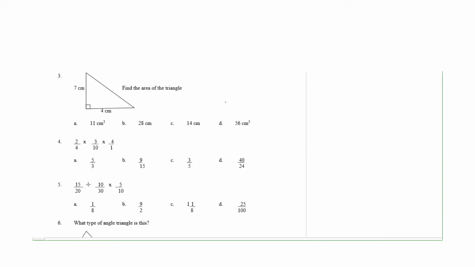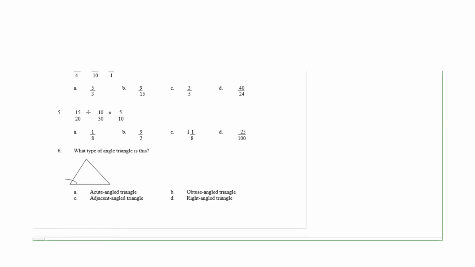Question 3 says find the area of the triangle. The formula for the area of a triangle is half the base times its height. So we'll have half, the base is 4 times the height, which is 7. Here we can cancel 2 into itself 1 and 2 into 4 is 2. We multiply across, we get 2 times 7, and that's 14. There's a square that is supposed to be here, area in centimeters squared.